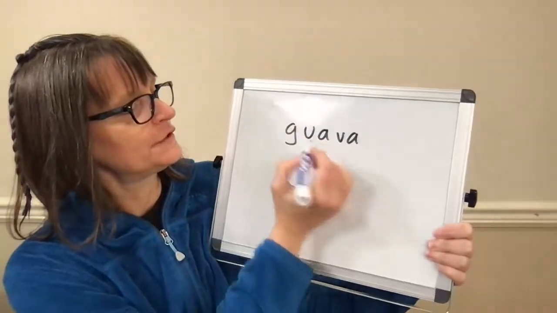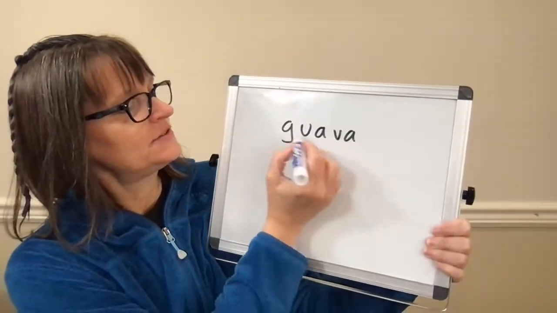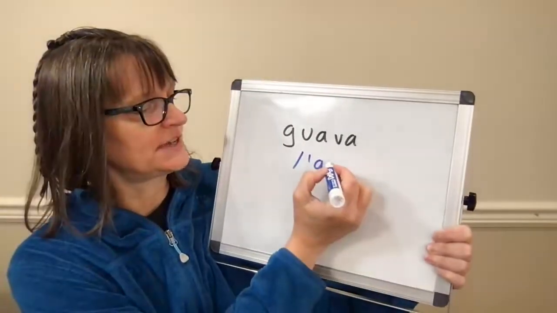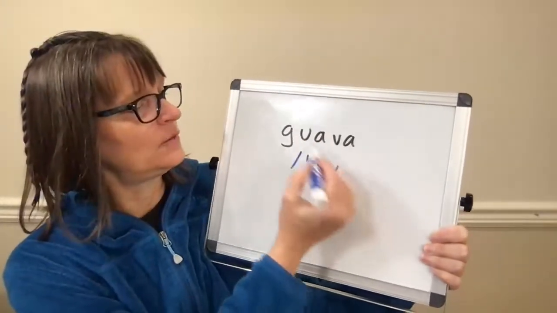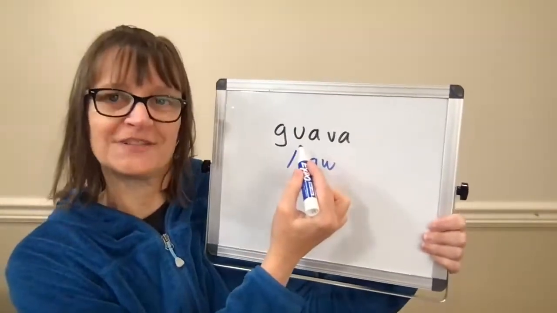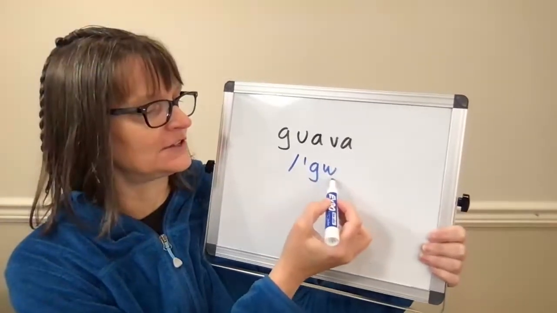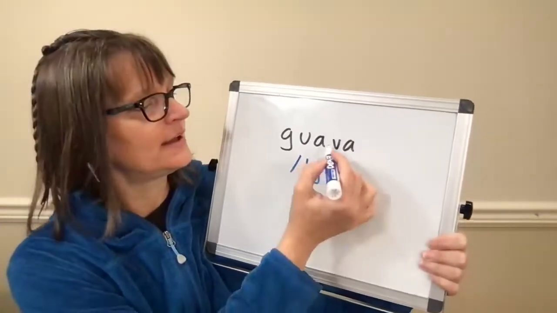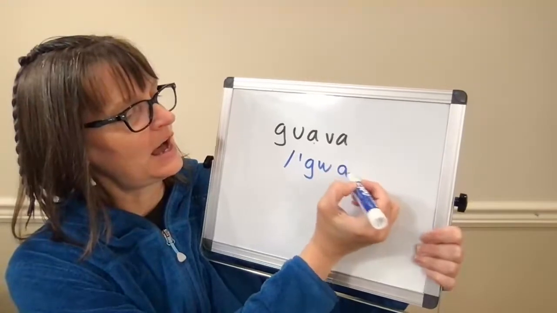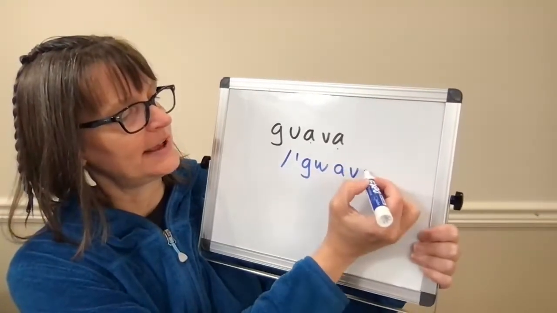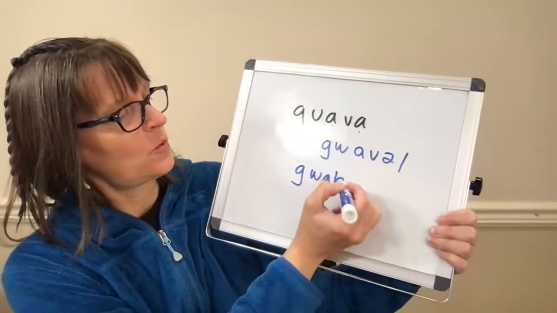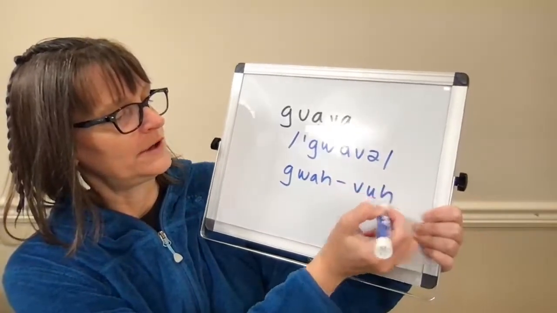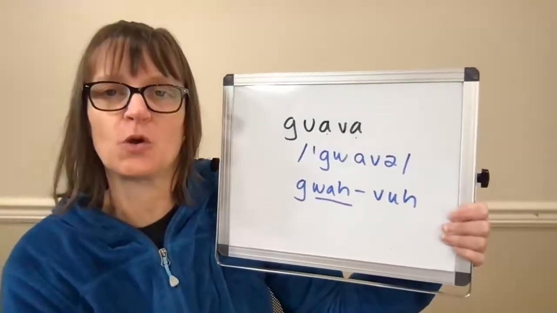So we have first syllable stress, and this GU actually says the G and the W. And then we don't have any kind of vowel sound for the U. We just have the consonant or the glide, the W sound. Then the letter A says the A vowel. The second letter A says a schwa. So it sounds like guava with first syllable stress, guava.